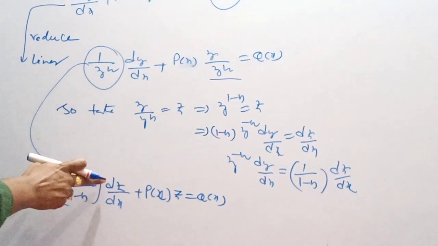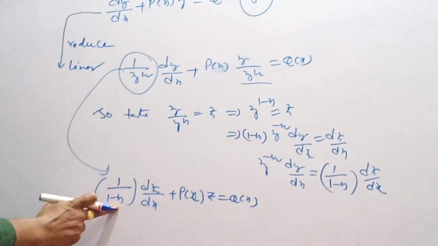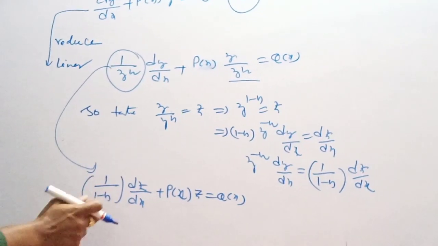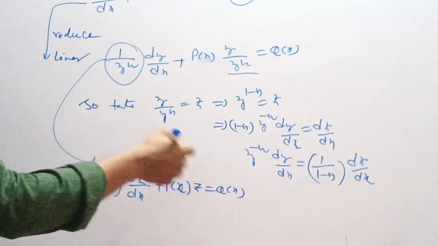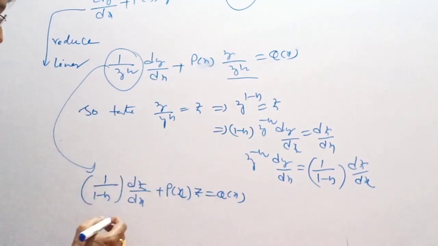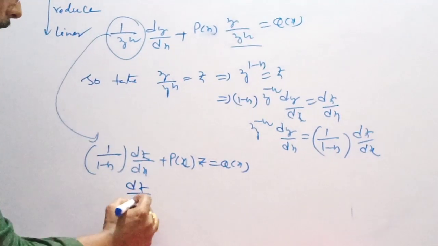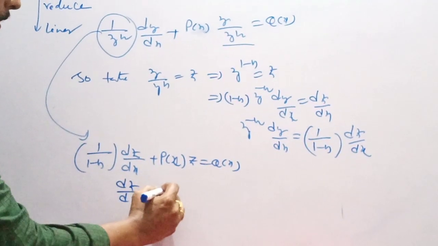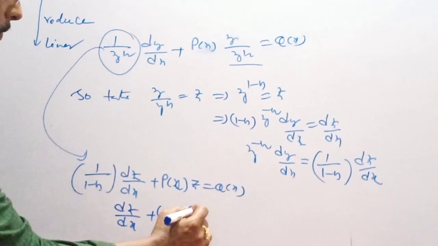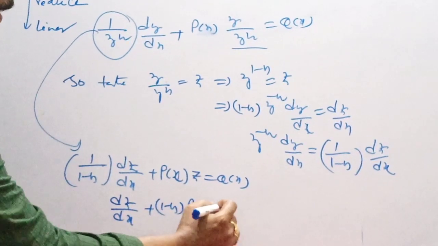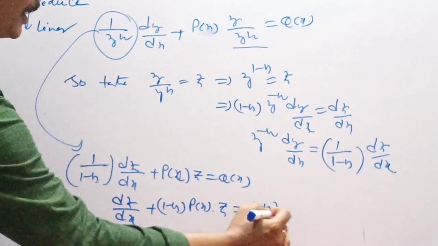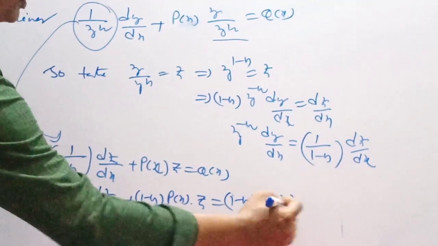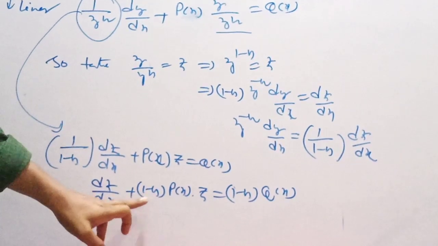Okay, but the dz by dx coefficient must be equal to 1, so that you can eliminate 1 by 1 minus n. So again, by cross multiplication, dz by dx plus 1 minus n into p of x into z equal to 1 minus n into q of x. Okay, so 1 minus n is a numerical value, no doubt.